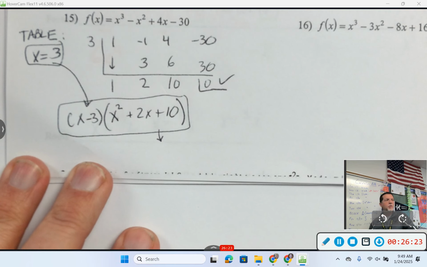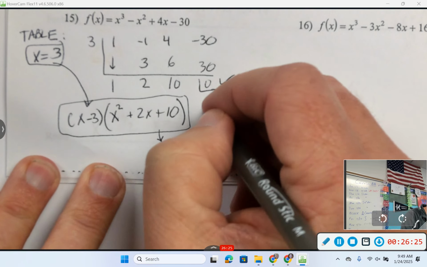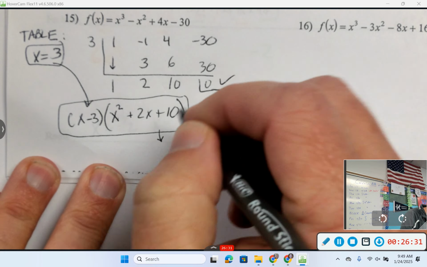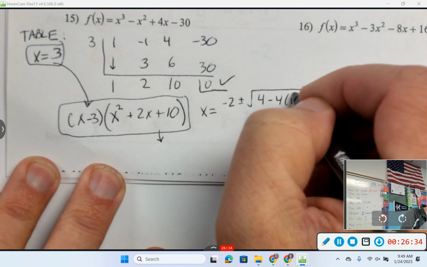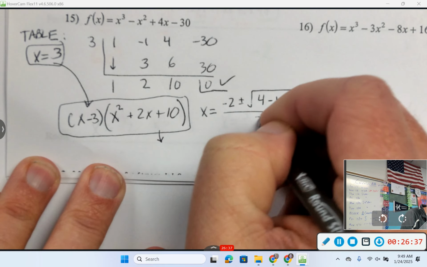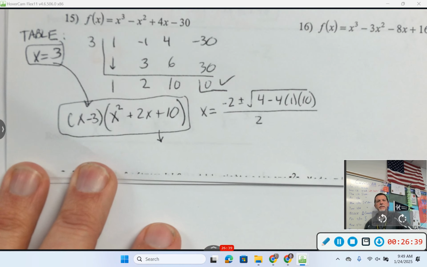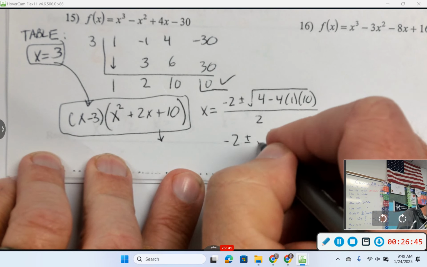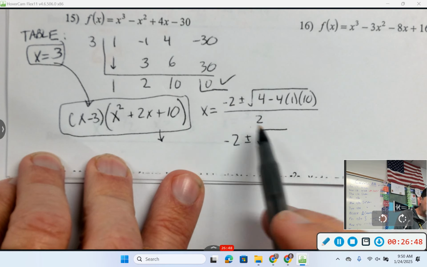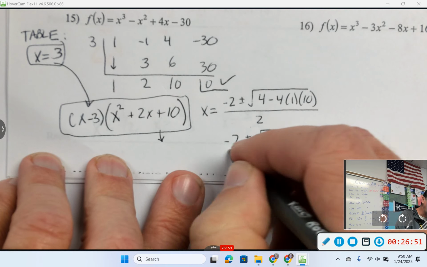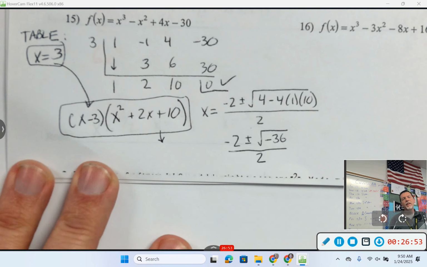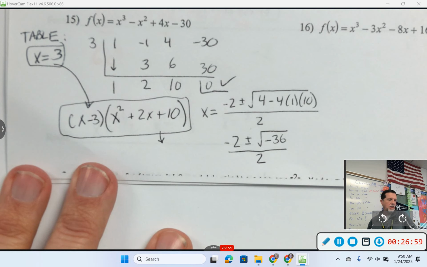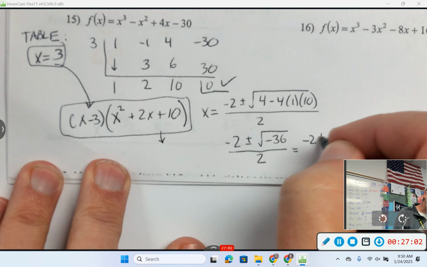It won't factor, so I get to use the quadratic equation. X equals negative b plus or minus the square root of b squared minus 4ac all over 2a. So negative 2 plus or minus square root, let's see, 4 minus 40, negative 36. Now I understand why there was only 1 zero on the calculator, because that's imaginary.